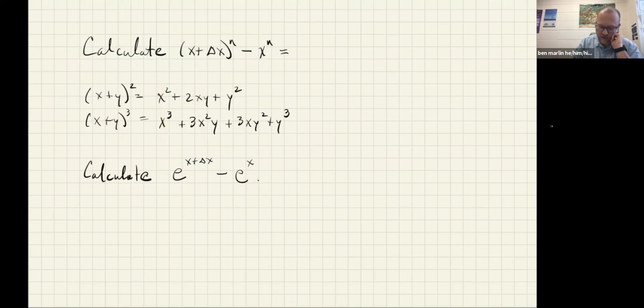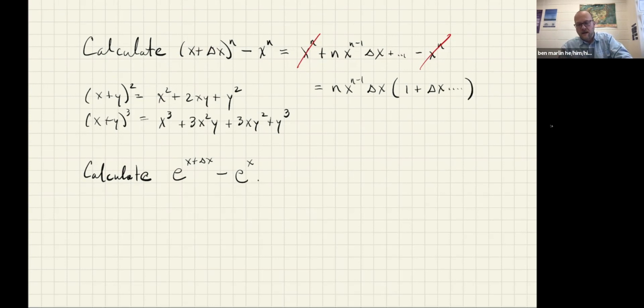So when I say this to the nth power, it should start with x to the n plus n times x to the n minus one, and then times a delta x plus, there's a lot more terms and they all have a power of at least two delta x's in them, minus x to the n. So these x to the n's cancel. And then this is equal to n x to the n minus one delta x times other stuff that will have a one plus a delta x times some things, because all of the other terms will have more than one delta x in, okay?